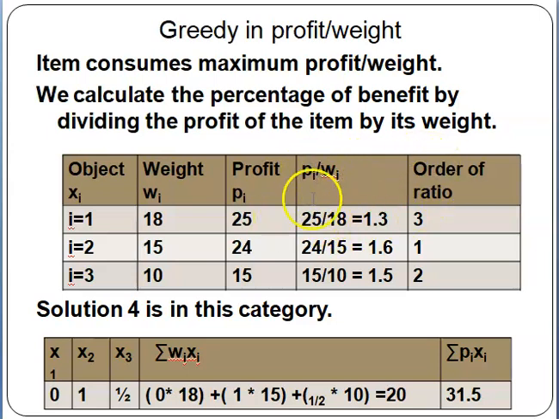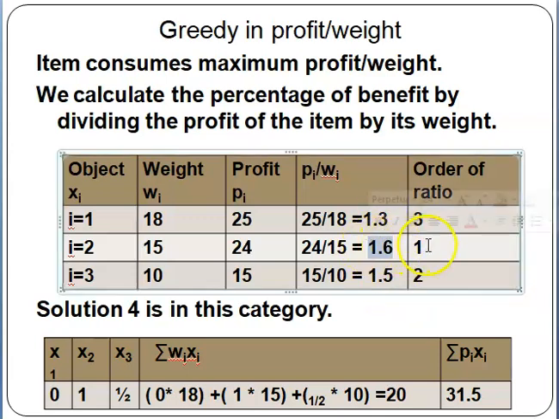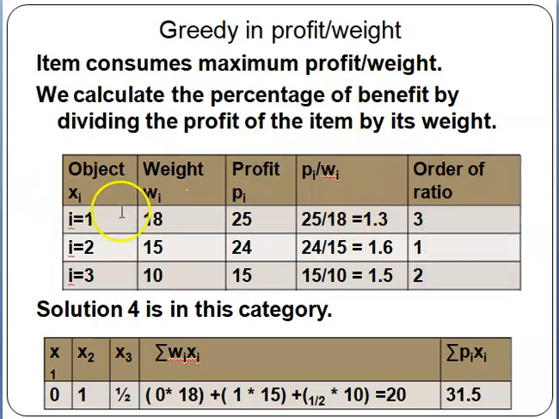The next one we have is being greedy in the order of ratio. So what we will do is we'll calculate the profit upon weight. So 25 upon 18 will give us 1.3. Then 24 upon 15 will give us 1.6, and 15 upon 10 will give us 1.5. So the one with the maximum ratio is 1.6. So that will become the first item we'll consider. Then we'll consider 1.5 second, and 1.3 will become the third.